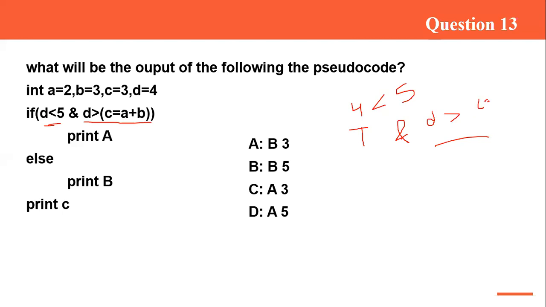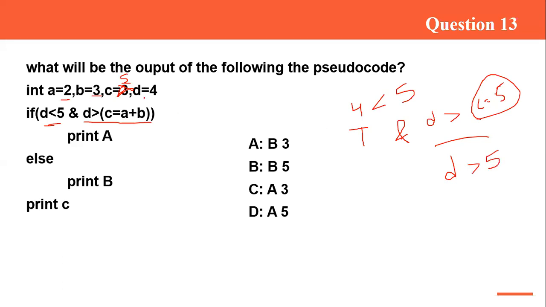What is C equal to A plus B? C equal to A plus B means C is equal to 2 plus 3. 2 plus 3 means what? 5. So C is equal to 5. That means C value got updated as 5. It was earlier 3. Now it is 5. And here also we consider the value 5. C equal to 5 means here the value is also 5. D greater than 5. It's like that.